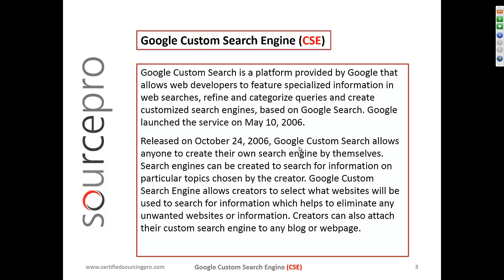Okay, so it is kind of a mini search engine which you can actually integrate on your website or on your blogs or wherever possible. Now, Google Custom Search Engine was started in the year 2006. It was released on October 24, 2006. Now there are a lot of custom search engines already available on the internet, but there are very few which are actually related to recruitment. Now we're going to talk about how we're going to create a custom search engine for recruitment purposes in this particular session.